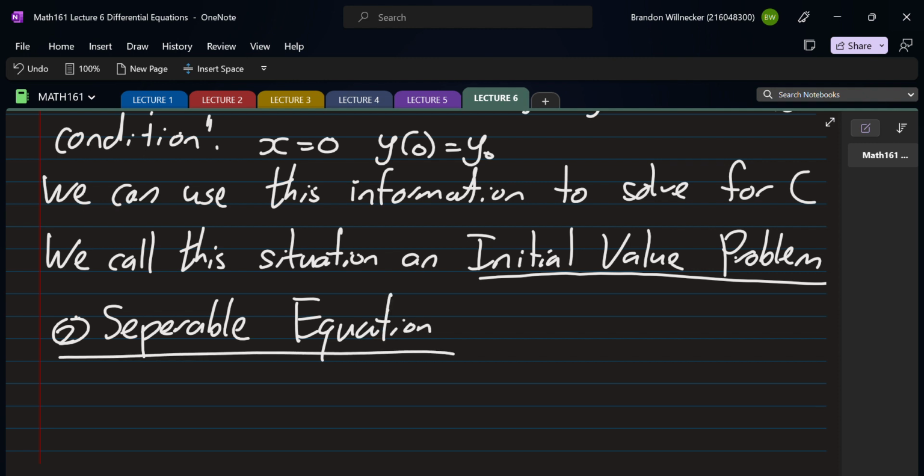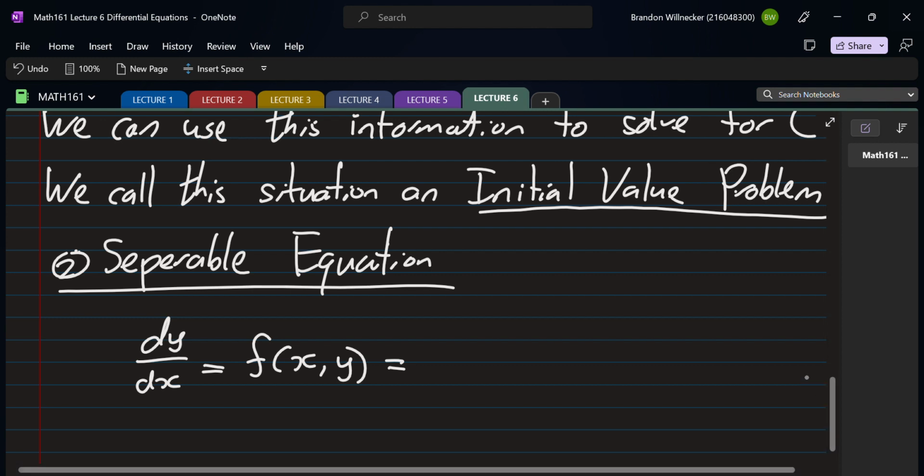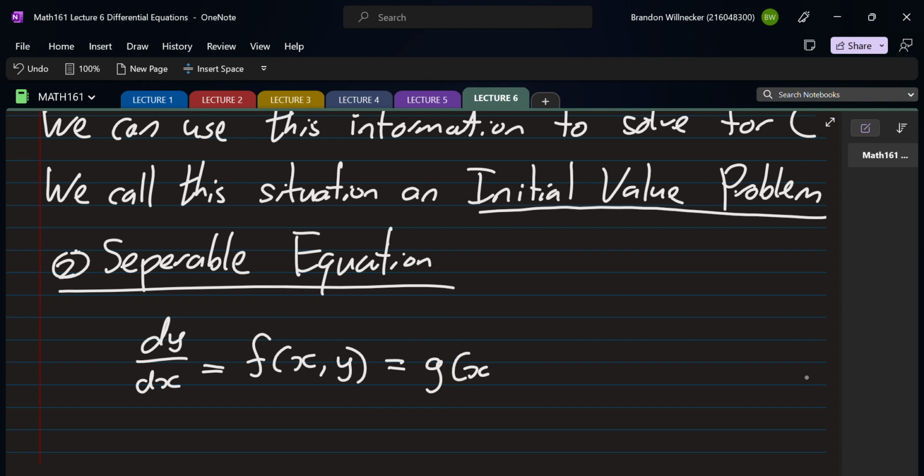Okay, so in this case, we have our dy/dx, as we had before, equal to f(x, y). But now this is going to take another particular form. We're going to assume that we can write this right-hand side as the product of two functions. So we assume that we can write this as g(x) times h(y).